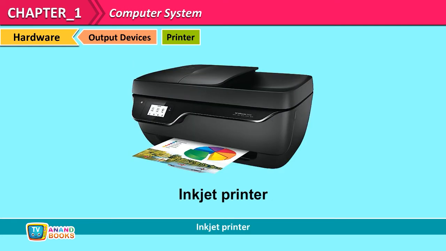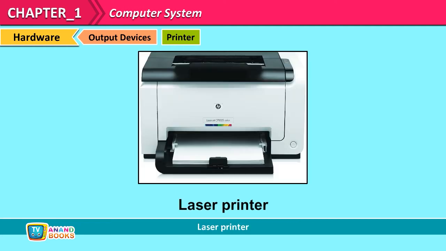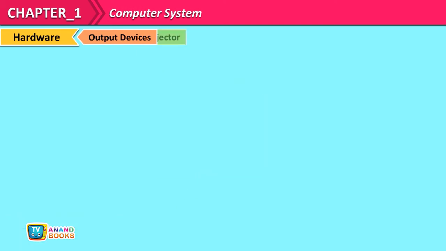Inkjet printer. It can print up to 40 pages in a minute. It is more expensive than a dot matrix printer. Laser printer. It is the best in performance and print quality. It can print up to 100 pages in a minute. It is more expensive than the dot matrix and inkjet printers both.